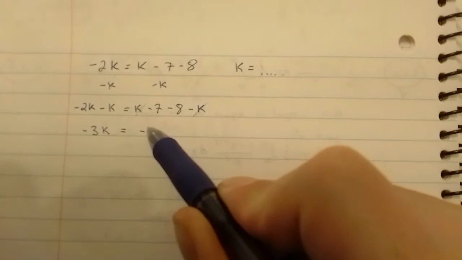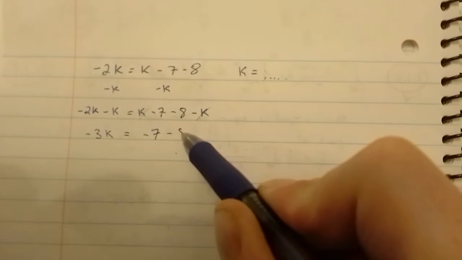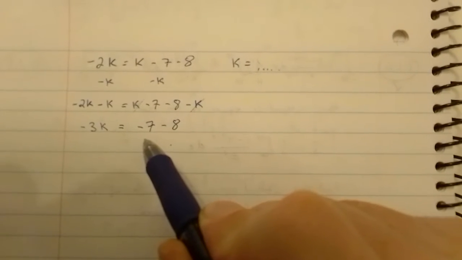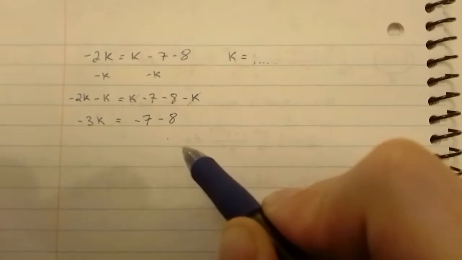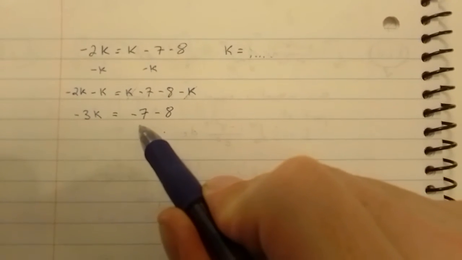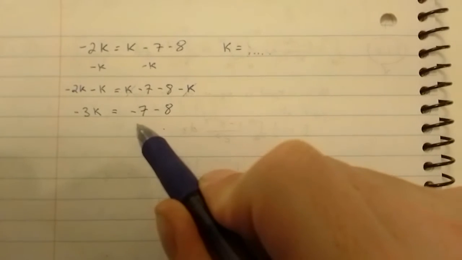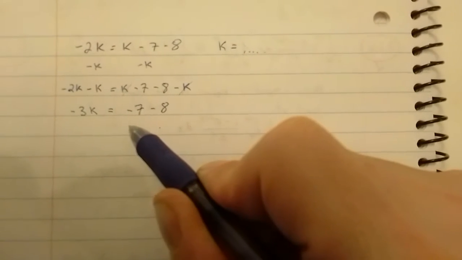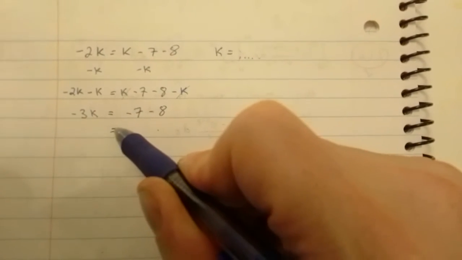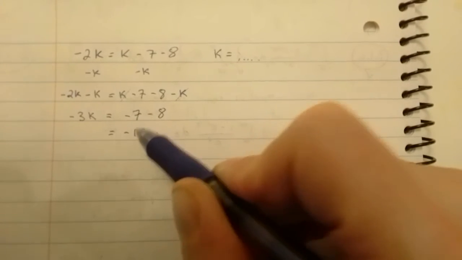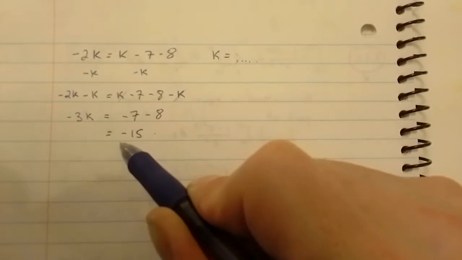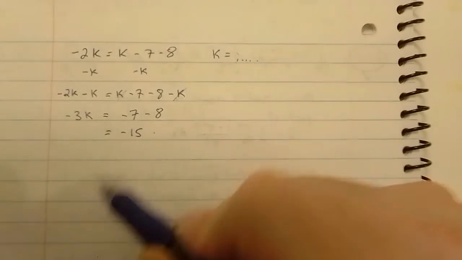So the k's canceled out. All I have remaining here is the 7 minus 8. So now my equation is minus 3k equals minus 7 minus 8. So this is good. I have all the k's on one side. Now this, of course, minus 7 minus 8 is the same thing as minus 15. If I have negative 7 and I go 8 more negative, then I will be all the way at negative 15. For example, if I was in debt for $7 and then I was in debt for 8 more dollars, now I'm in debt for $15, negative 15.